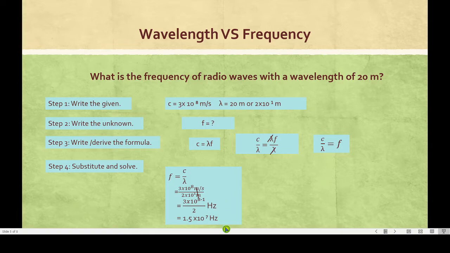So the value of the frequency is 1.5 times 10 raised to 7 hertz. As simple as that. At this point, I am going to give you a task since you've done already learning on how to compute frequency and wavelength. So this task is for you to compute now.